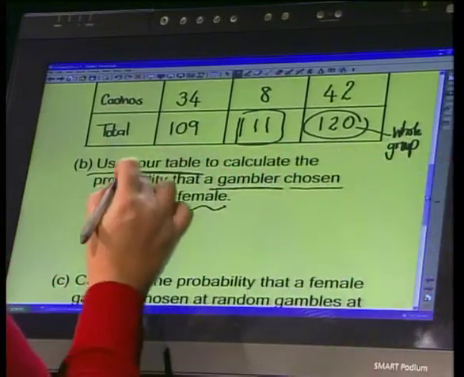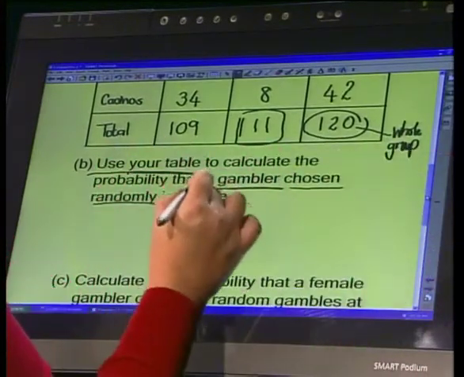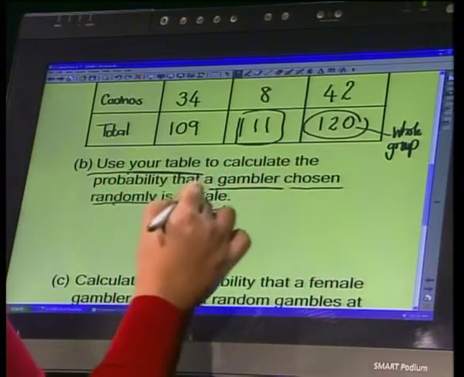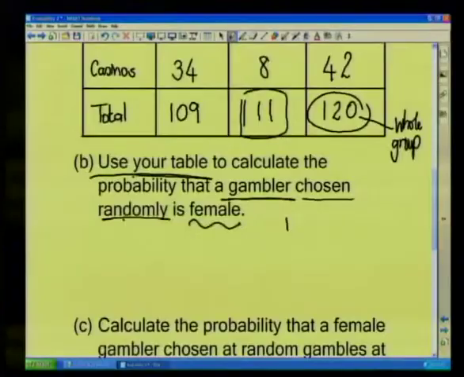So use your table to calculate the probability that a gambler chosen randomly is a female is going to be 11 out of 120. Okay, that means that you've actually got only 11 people that are women out of the whole group of gamblers of 120 people. Right, let's go on to the next question.